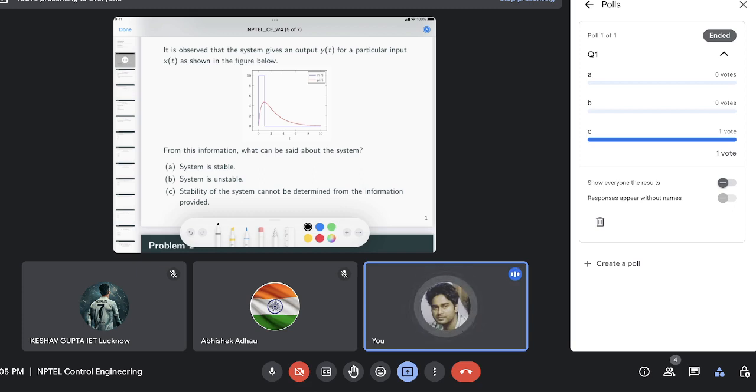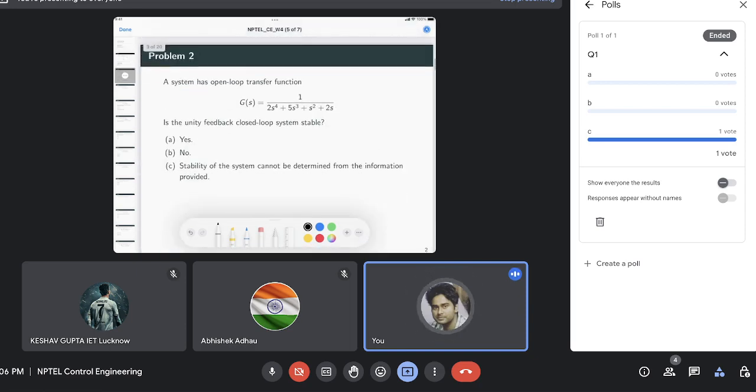But this is only one scenario, right? It can happen that you may find one bounded input for which the system output is unbounded, or it may also be possible that for all bounded inputs the output will be bounded, but you cannot infer that from only one scenario. So there is not enough data, and you cannot determine the stability. Okay, so C is the correct answer, right? And next we move to another question.